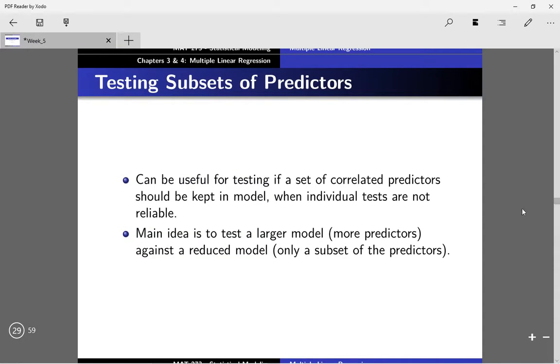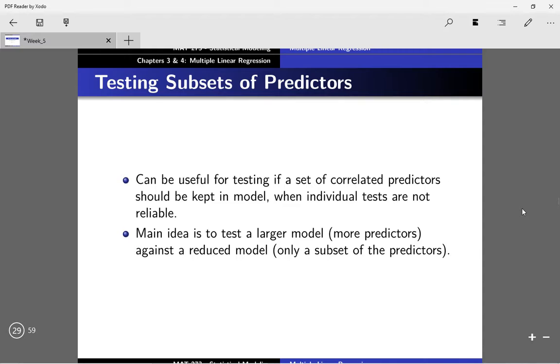So these are useful, especially when we have a set of correlated predictors, because they can sort of mask each other in terms of which variables are important. So when two predictors are very correlated, one might make the other one seem less important just because they give so much of the same information. So it might be beneficial in that case to test them simultaneously together to see if they should be kept in our model or not.